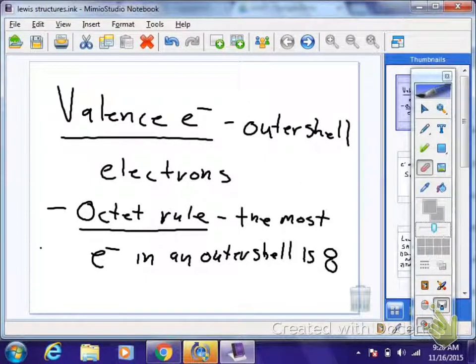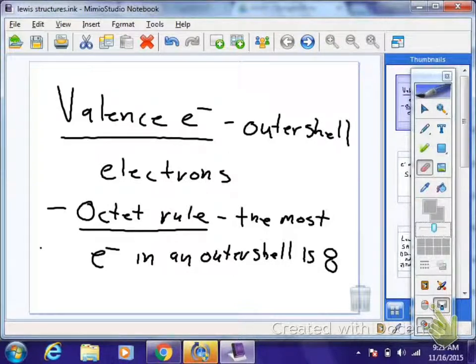This book will always talk about valence electrons, which is just another way to say outer shell electrons. The most you can have around an atom at any time is 8. It's called the octet rule. So when we build our structures, we're going to make sure that we don't have any more than 8 around any structure.